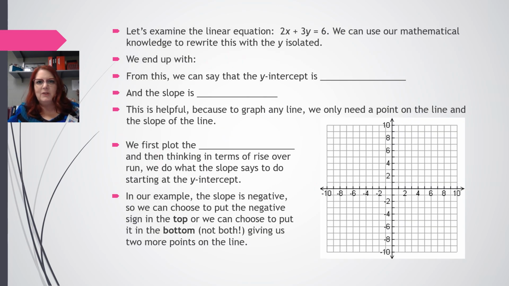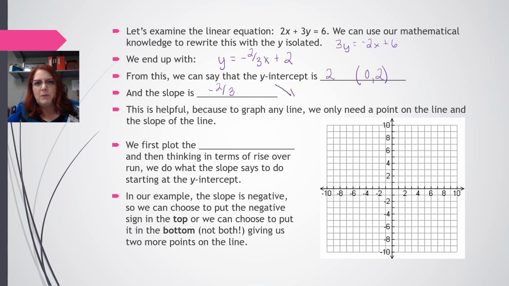All right, so we're going to look at a linear equation that's given to you as 2x + 3y = 6. We're going to use our knowledge of algebra to isolate our y. So I'm going to first subtract 2x from each side, and we get 3y = -2x + 6. And then when I divide by 3, we'll get y = -2/3 x + 2, since 6 divided by 3 is 2. So our y-intercept is 2, or the point (0, 2), and the slope is the number in front of the x, -2/3.